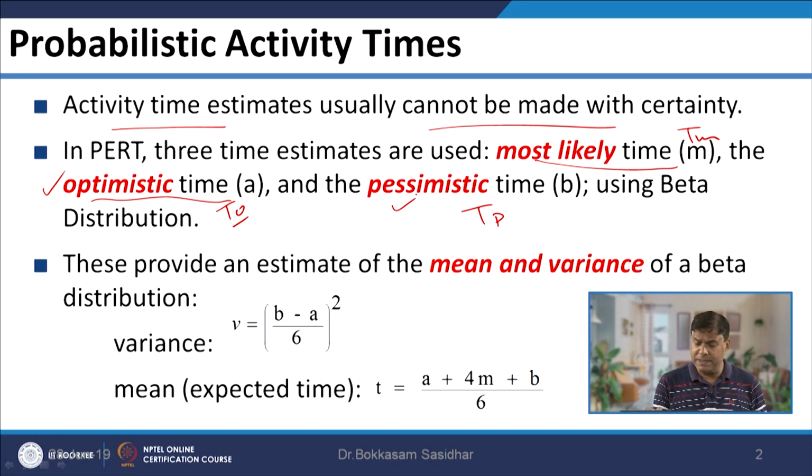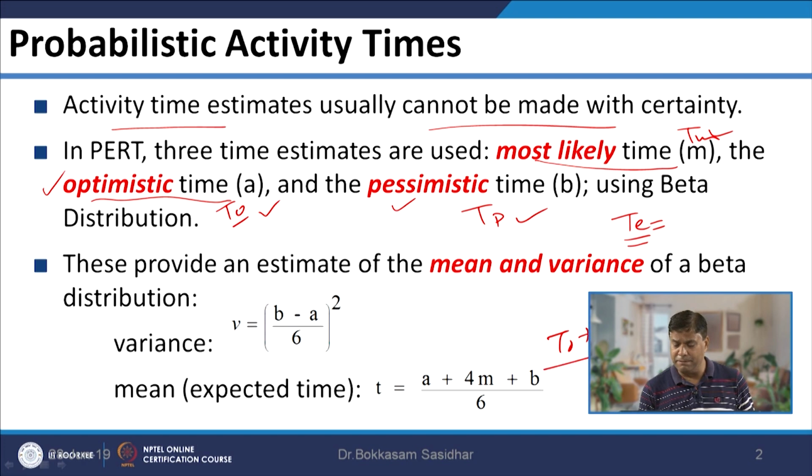So, since there is a minimum time value, a maximum time value, and the most likely time value, we need to calculate the expected time TE, which is obtained from the equation TO plus 4 TM plus TP divided by 6. This gives us the most expected time value. Considering A, B and M, we can calculate the expected or mean time using A plus 4 M plus B over 6. Both these equations are the same.